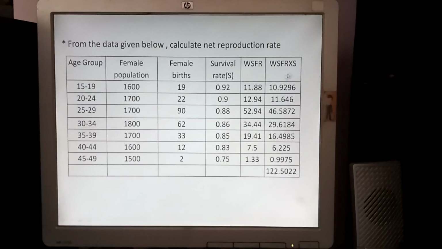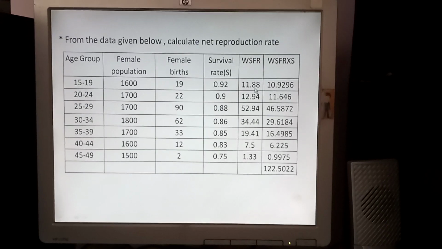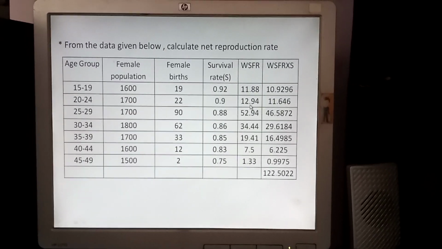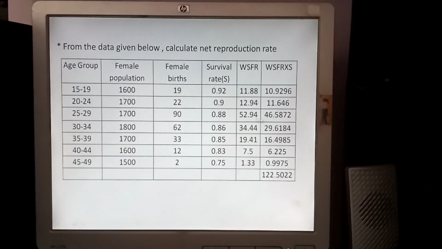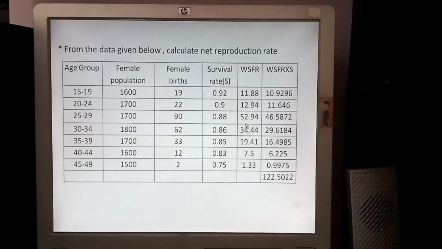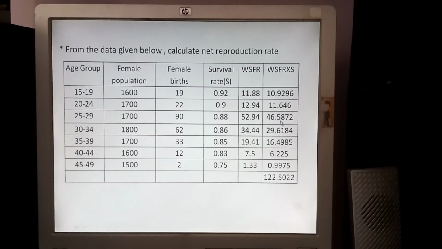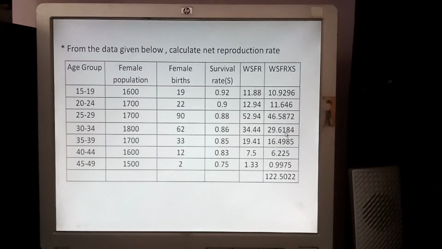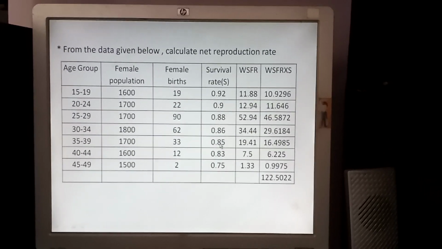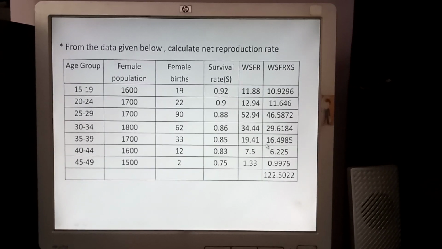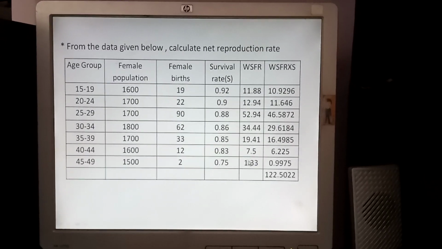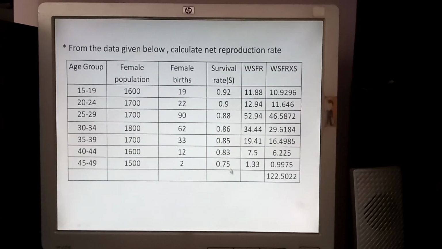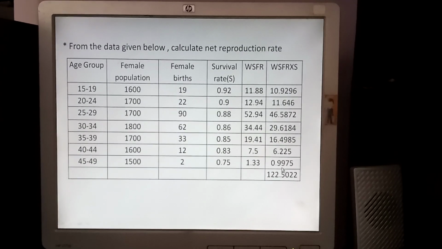Now WSFR into S, that means 0.92 into 11.88. 0.9 into 12.94. 0.88 into 52.94 is 46.5872. 0.86 into 34.44 is 29.6184. 0.85 into 19.41 is 16.4985. 0.83 into 7.5 is 6.225. 0.75 into 1.33 is this much.